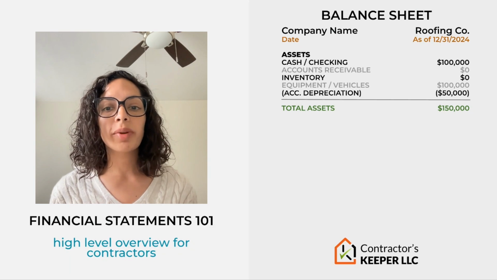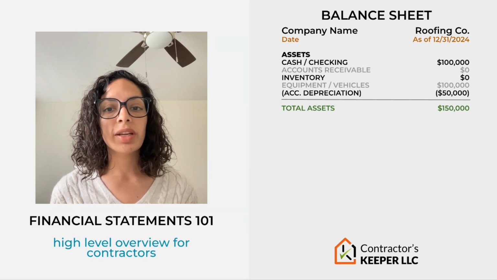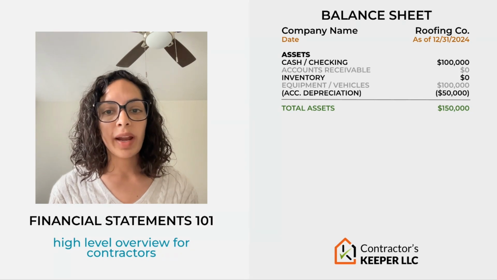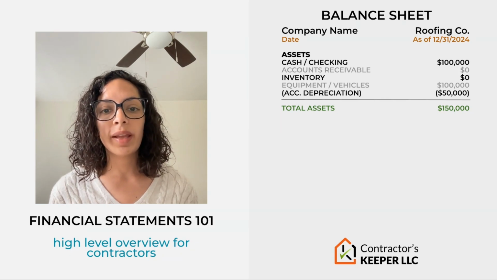We do have equipment and vehicles totaling $100,000, and we have taken $50,000 in depreciation. So when we add the 100,000 with the 100,000, we get 200, and then subtract the 50, and you wind up with total assets of $150,000.